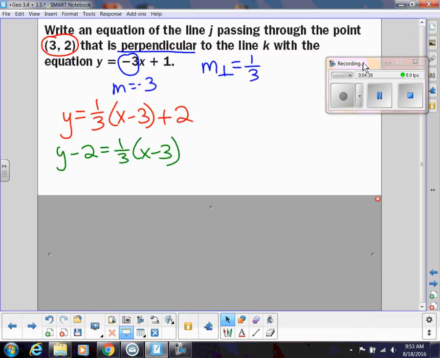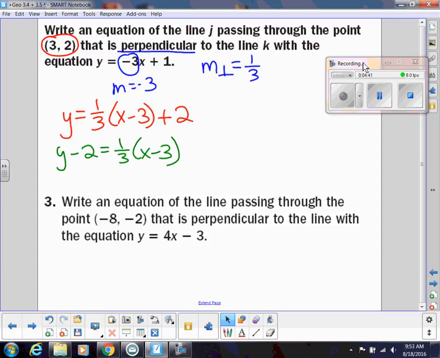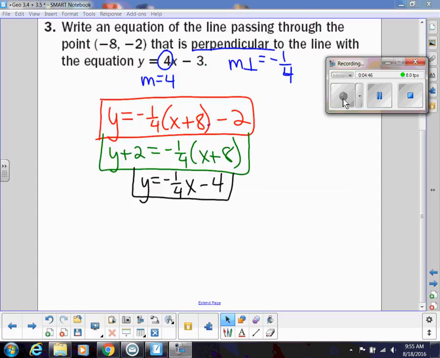Okay, so try this one on your own, pause the video, and then check your answer. So again, here are the 3 forms. Make sure you have at least one of those for your final answer, and if not, ask about it in class.